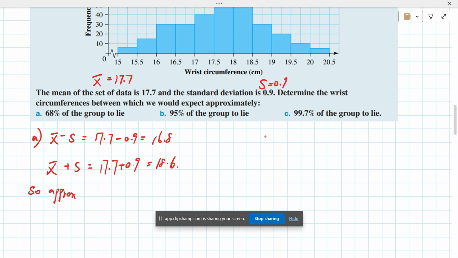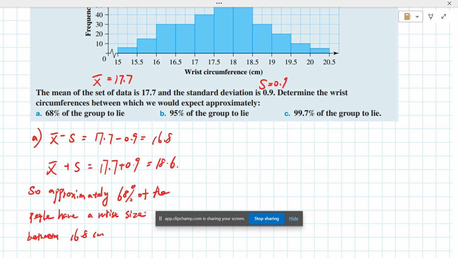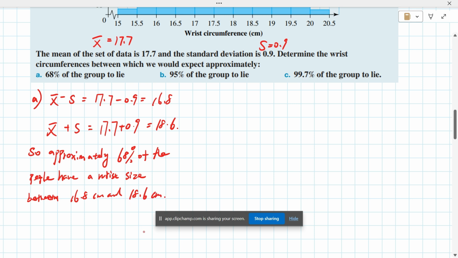So approximately 68% of the people will have a wrist size between 16.8 centimeters and 18.6 centimeters. So that's the whole answer.